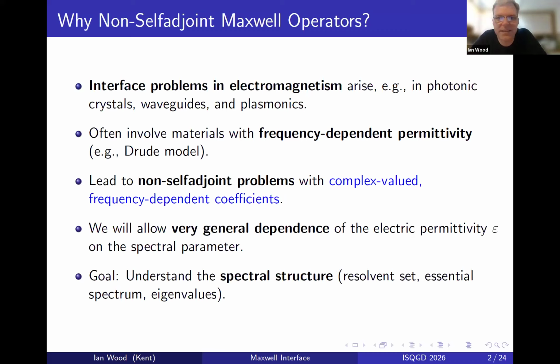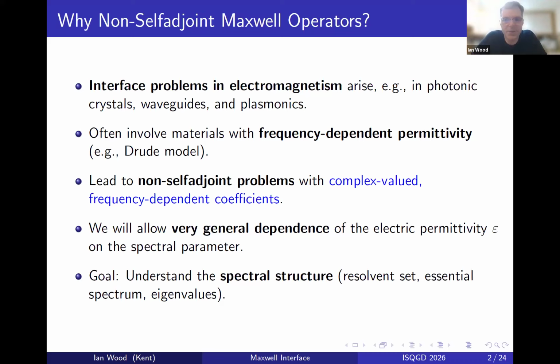What are we interested in? Obviously in electromagnetism, you do get various types of interface problems, right? These are things that people look at quite a bit. So you've got photonic crystals, you've got waveguides, you've got so-called plasmonics. And often these involve materials where the permittivity is frequency dependent. So one model that comes up a lot, and I'll mention this later in the talk as well, is the so-called Drude model if you're modeling metals.